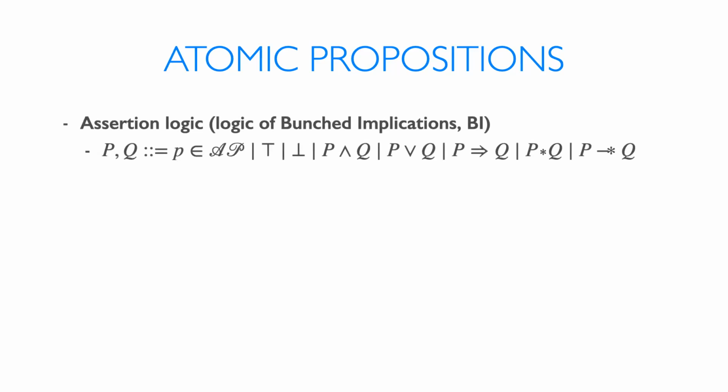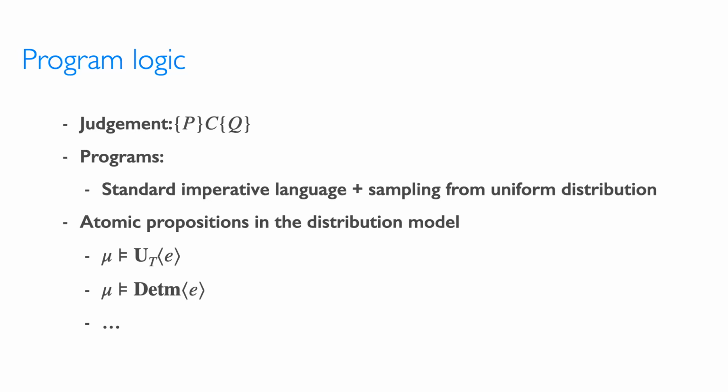Now, the other thing that changed is that we have the same assertion logic as separation logic, but we will have maybe different atomic propositions, that need to be sound with respect to the model. So if we take a model where we have a probability distribution, then we can take some atomic propositions that talk about probability distributions. Okay. For example, we can take some atomic proposition that says something about the uniform distribution. For the rest, the logic is very similar to separation logic.